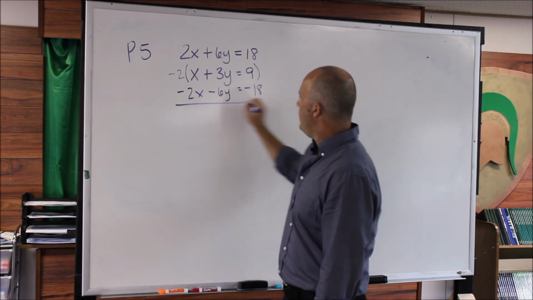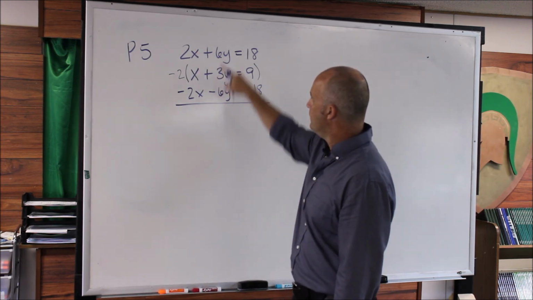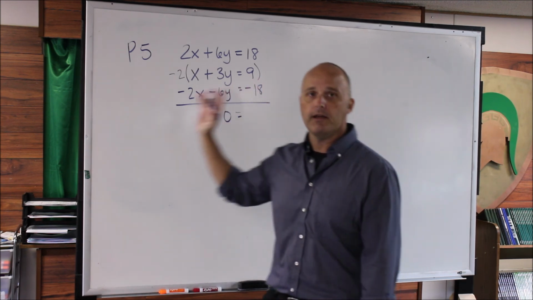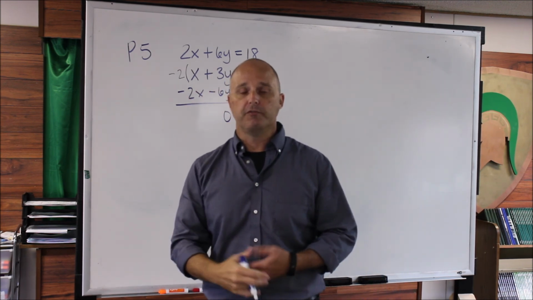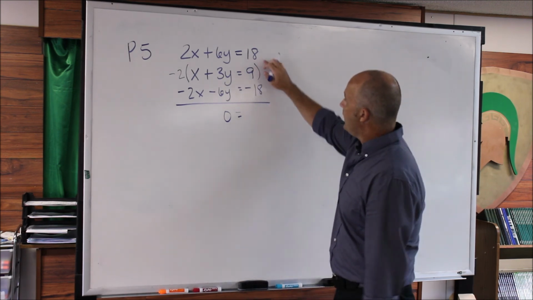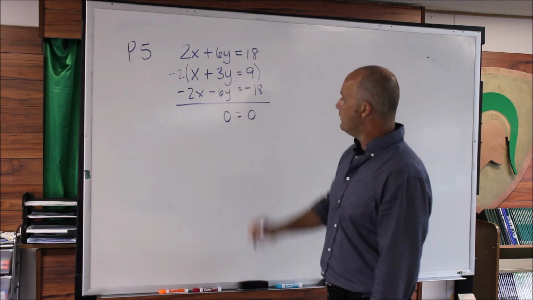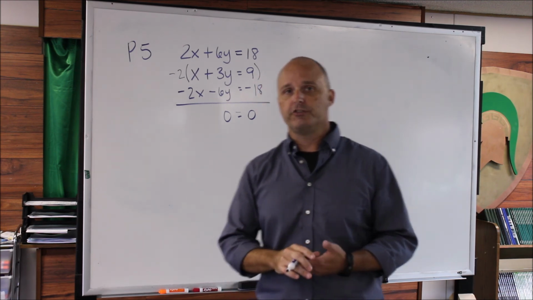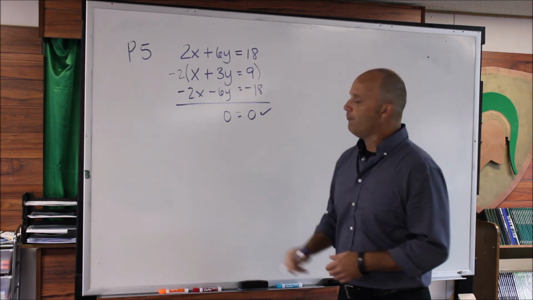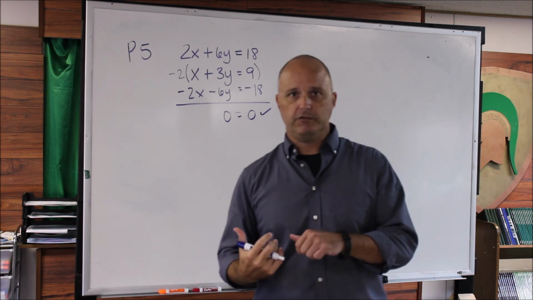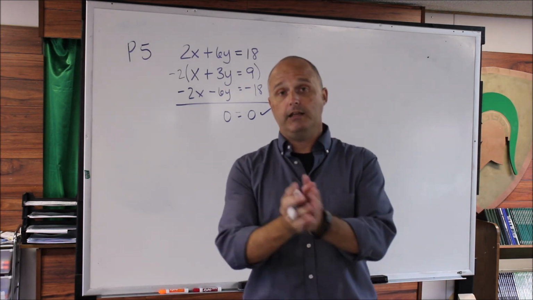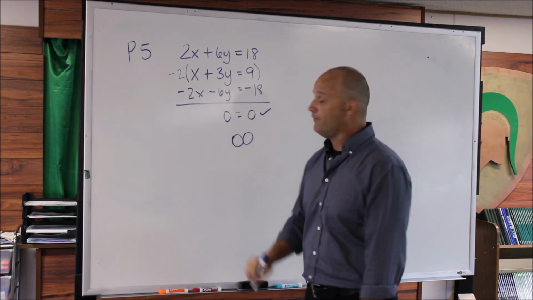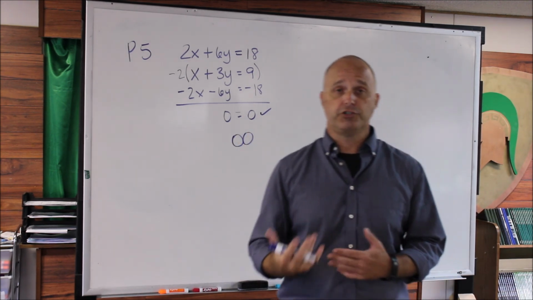Then 2x minus 2x is 0, 6y minus 6y is 0, so both of the variables on the left side have been eliminated. Then I've got 18 minus 18 is equal to 0. So we end up with 0 equals 0. This is a true statement. Remember that if we end up with something that looks like this, where we have a number that is equal to another number, that means that our solutions are infinite. So we have an infinite number of solutions here.